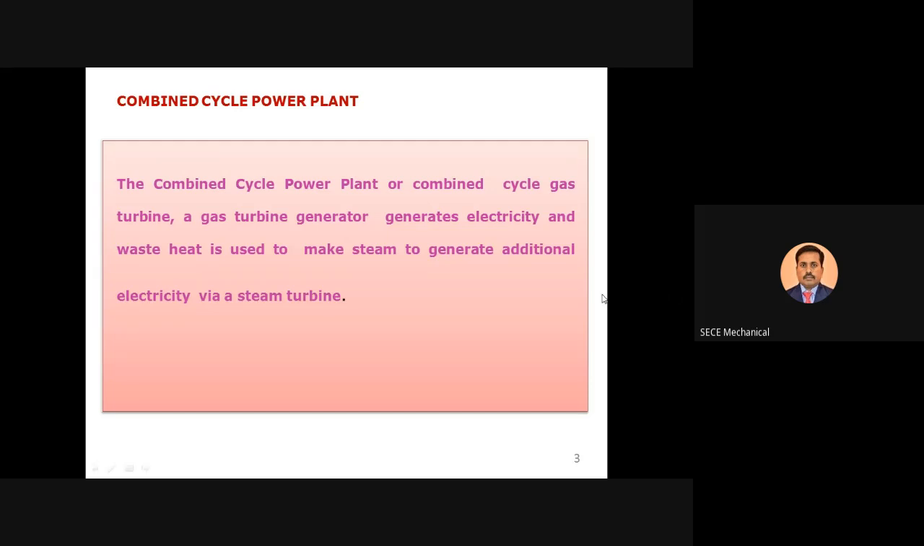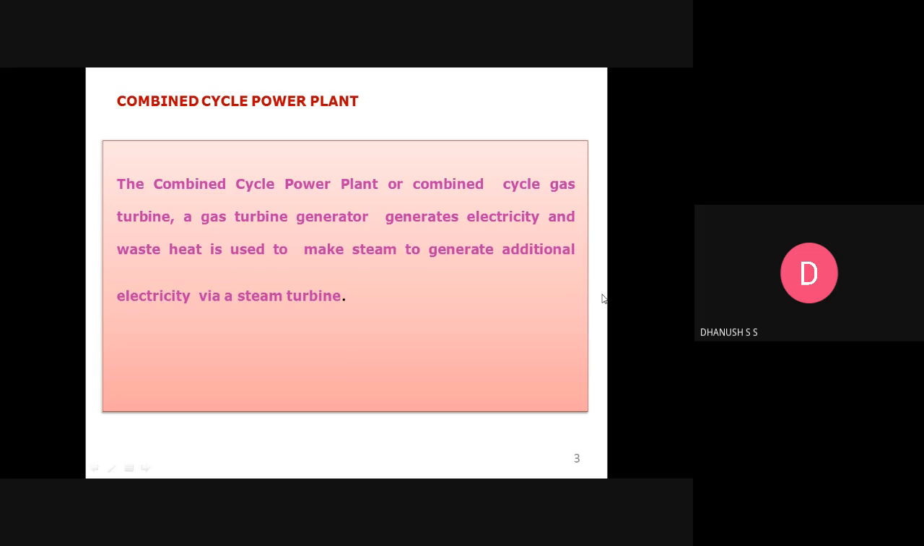I ask one question to you. The first question: which cycle is used in a steam turbine power plant? Last class itself I asked, and only a few people told the answer. I will ask Danush. Brayton cycle, sir. Gas turbine. I am asking about the steam turbine.